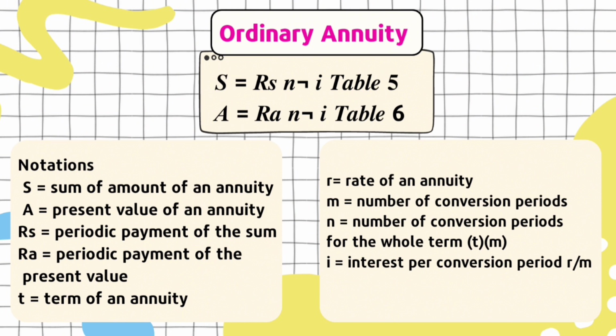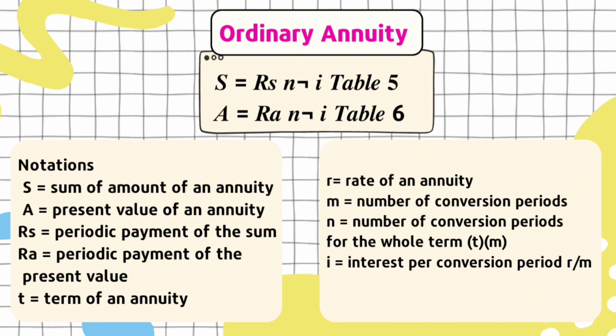For example, if the compounding period is monthly, the value of M is 12 since there are 12 months in 1 year. And if it is compounded quarterly, the value of M is 4 since you're paying every 3 months, and 12 divided by 3 is 4.